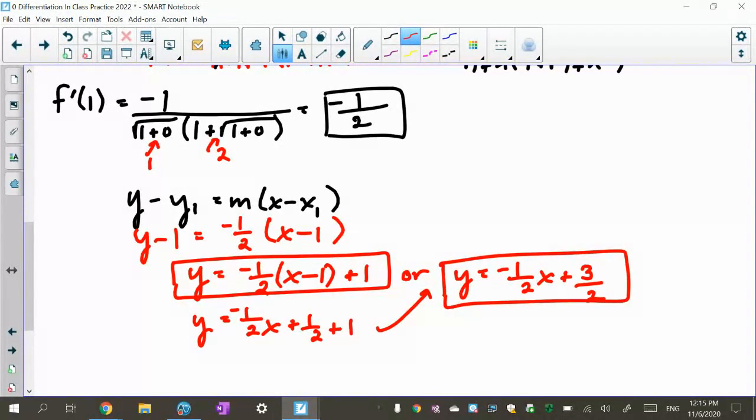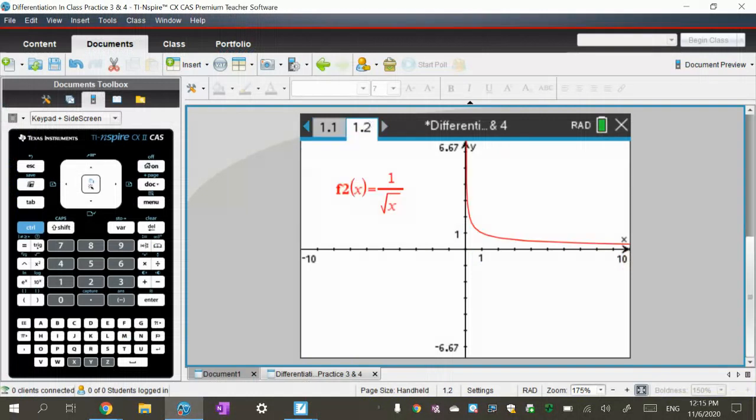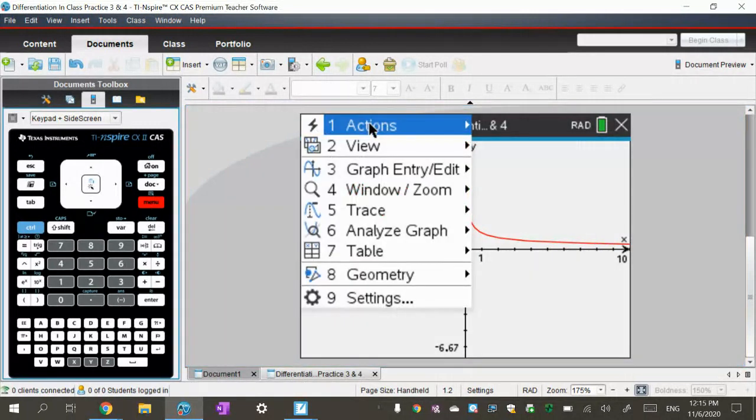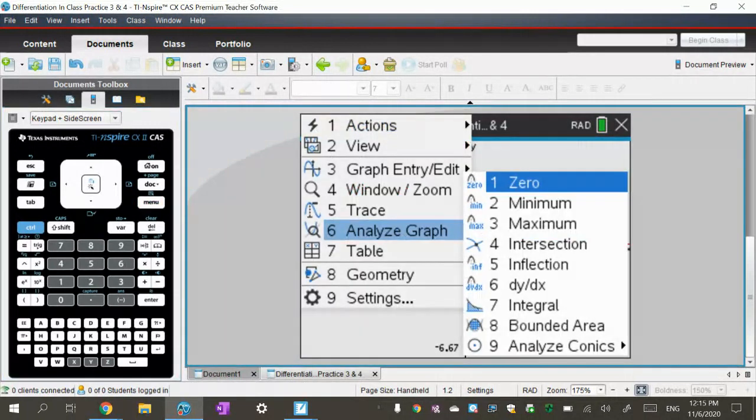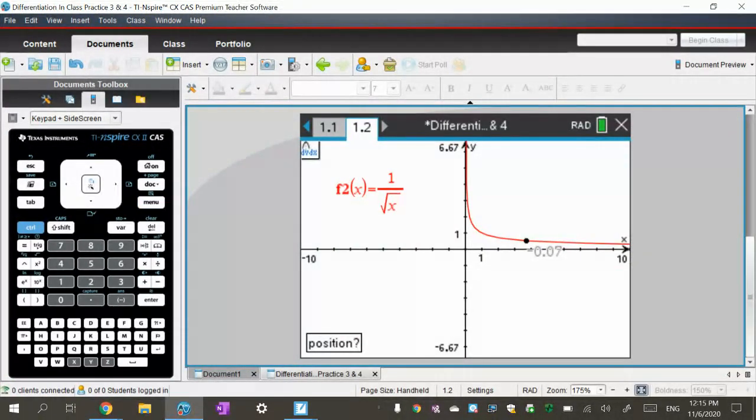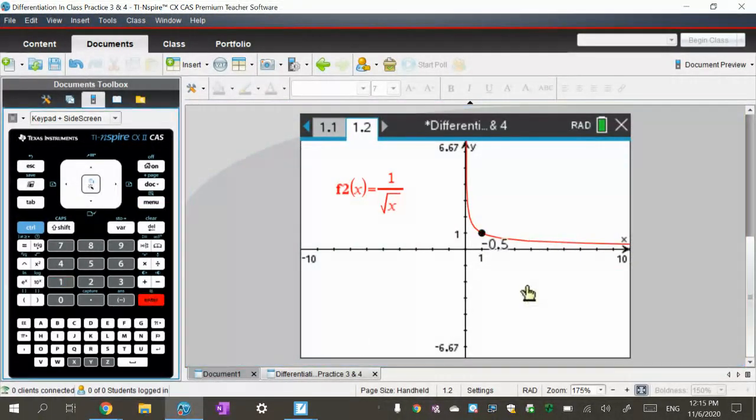But again, the reason why this one is good is because I can check it on my calculator. So I graphed it. So here's my calculator. I'm going to come over to the graph. Here is 1 over radical x. They asked us to find the slope at 1. So again, menu, you're going to analyze graph, and you're going to use dy/dx. And I'm just going to type a 1 in, hit enter, and there is my slope at 1, which is negative 1/2. Isn't that wonderful?